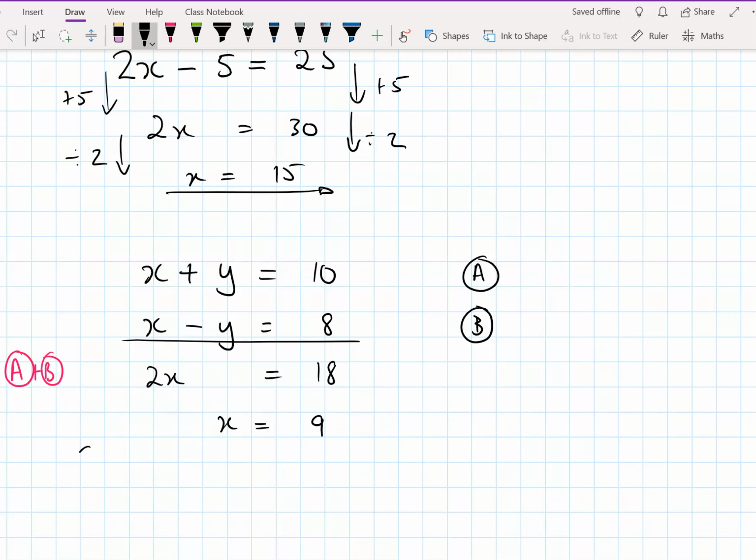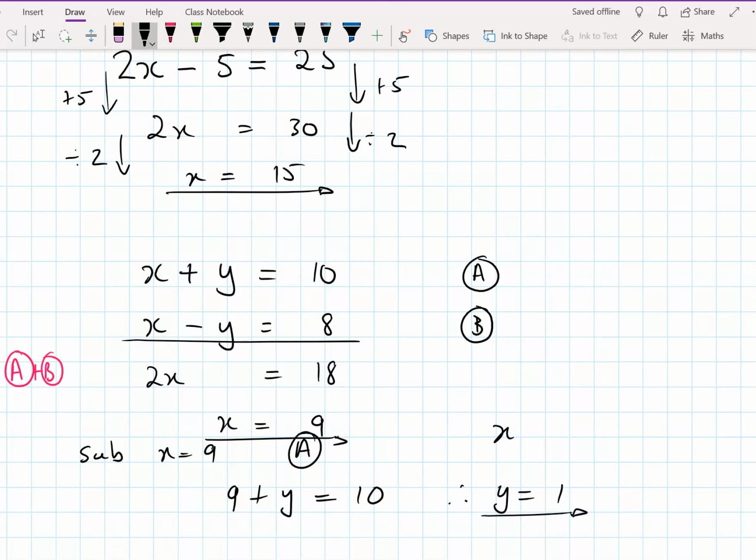And if we've got x equal to 9, I can just substitute x is equal to 9 back into either equation A or equation B. I'll take equation A. Into equation A, and we will have 9 plus y equals 10. And so I think it's fairly straightforward to see that y has to equal 1. So I've got two solutions here: x is equal to 9, and y is equal to 1. Those two values will satisfy the two equations that we've got over there.